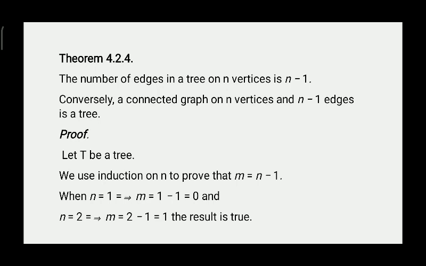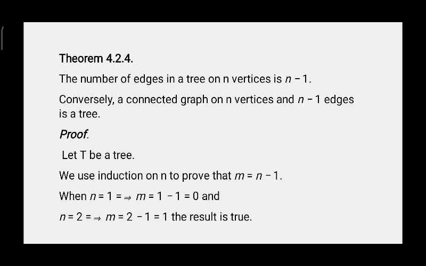The next theorem: the number of edges in a tree on n vertices is always n minus 1. Conversely, a connected graph on n vertices and n minus 1 edges is always a tree. The theorem says that if there is a tree with n vertices, then definitely there will be n minus 1 edges. So this is the concept of the theorem. We shall see the proof now.